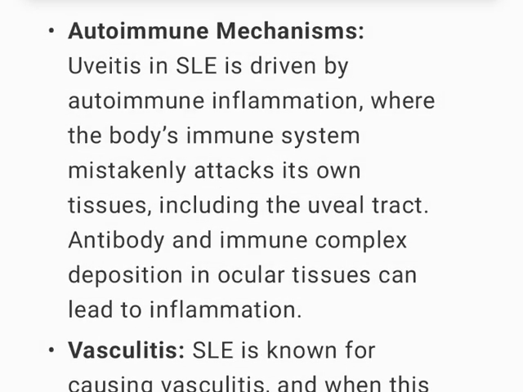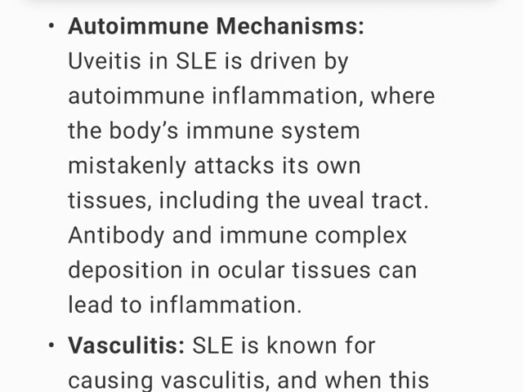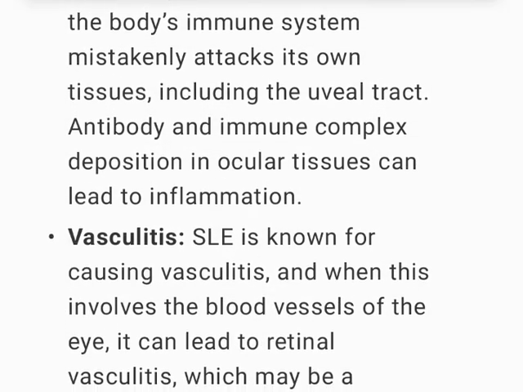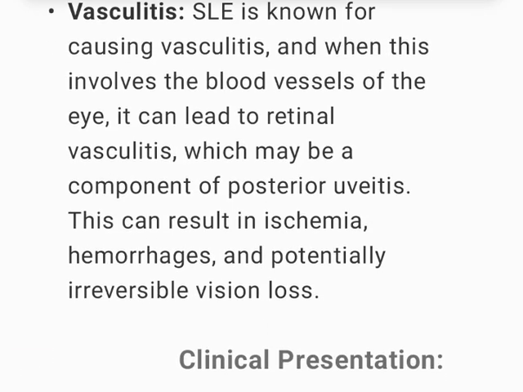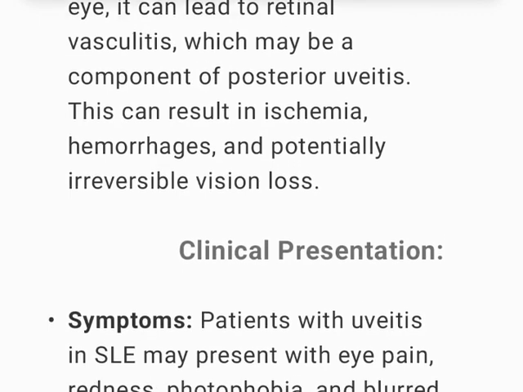Pathogenesis. Autoimmune mechanisms. Uveitis in SLE is driven by autoimmune inflammation, where the body's immune system mistakenly attacks its own tissues, including the uveal tract. Antibody and immune complex deposition in ocular tissues can lead to inflammation. Vasculitis. SLE is known for causing vasculitis, and when this involves the blood vessels of the eye, it can lead to retinal vasculitis, which may be a component of posterior uveitis. This can result in ischemia, hemorrhages, and potentially irreversible vision loss.